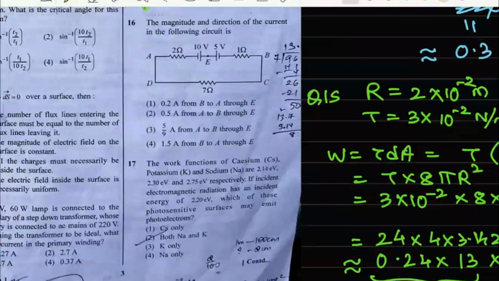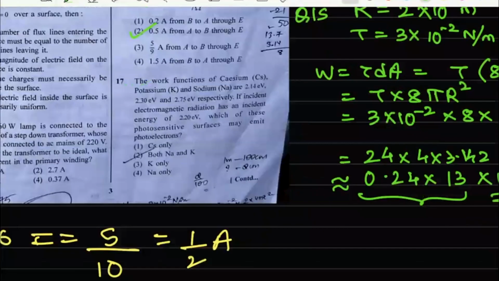Okay, so half ampere, there's only one option. And anyways, what would be the direction? It's going to be the direction as given by this cell, which would be from A to B. So 0.5 amperes from A to B through E. Yes, so this is right. Anyways, there is only one option with 0.5 amperes.